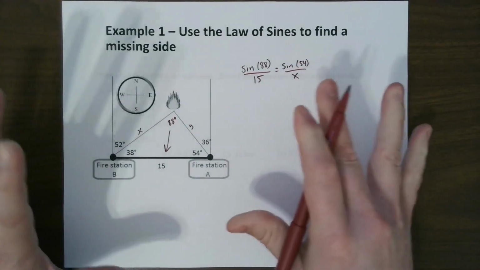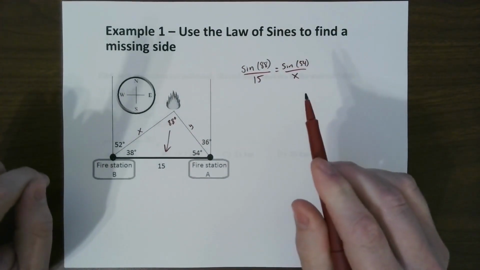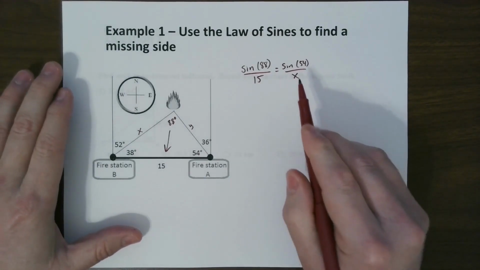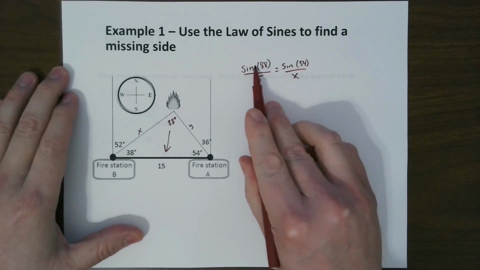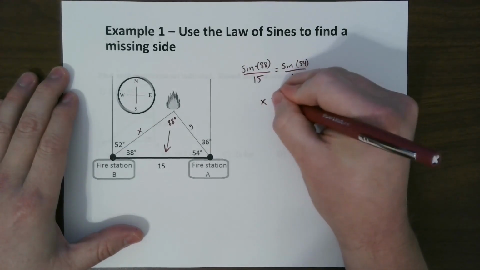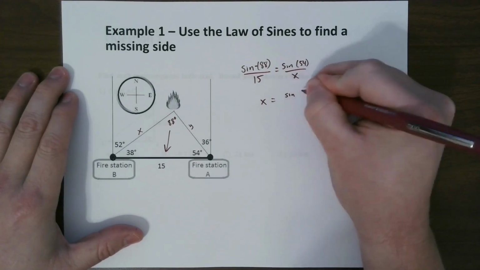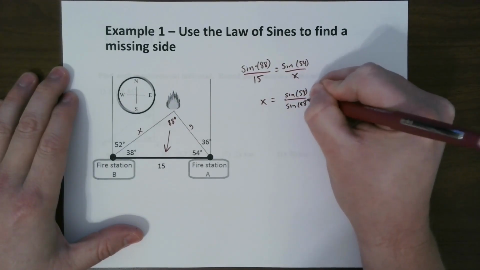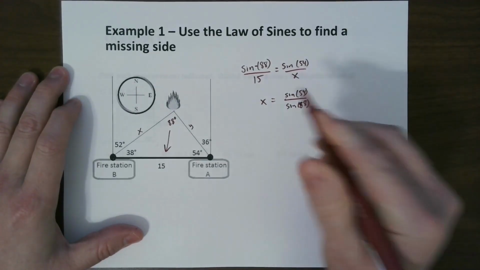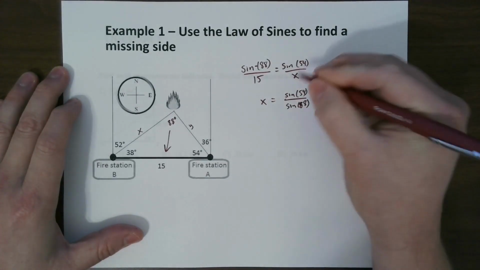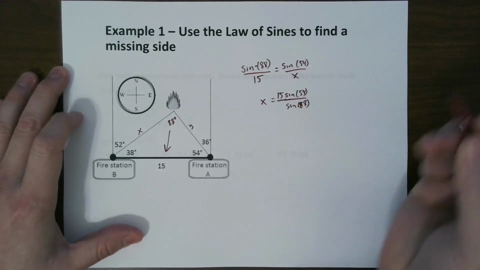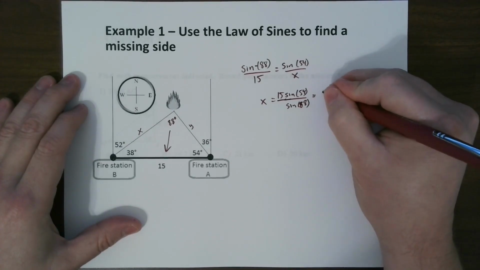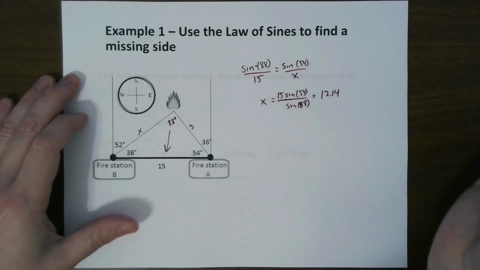Now, you can rewrite this. There's a few tricks you can do to rewrite things and solve for x, because I like to just type in the calculator once. What you do is you can switch the x and the sine here. And then the 15 you can just move next to the top here. So, basically that's it. So if you type that in the calculator as is, you get 12.14.